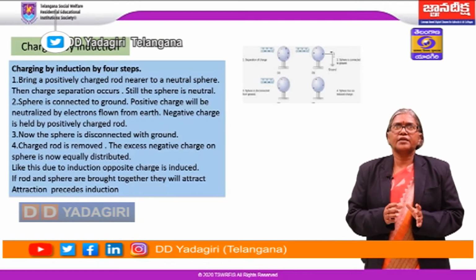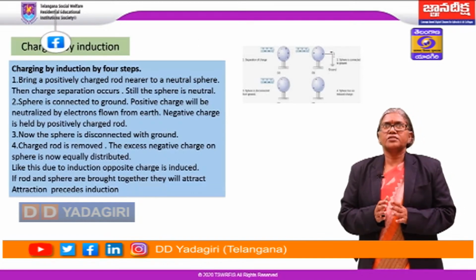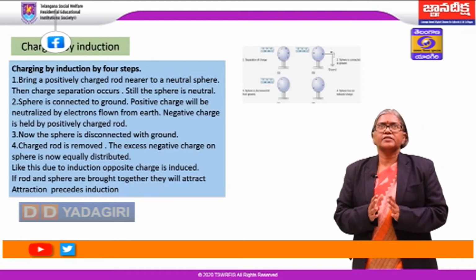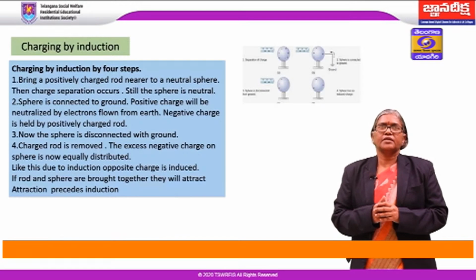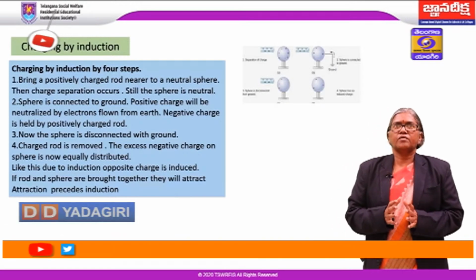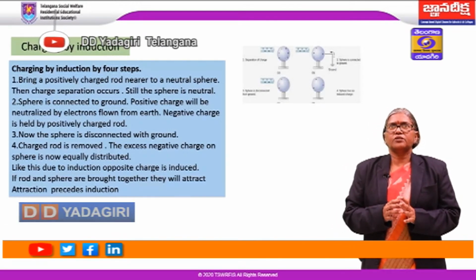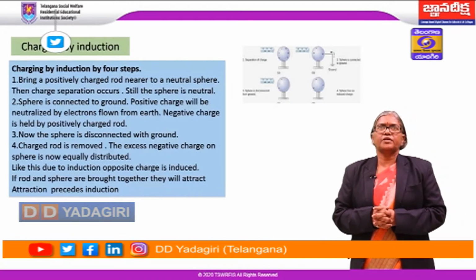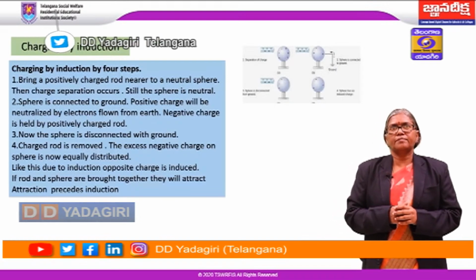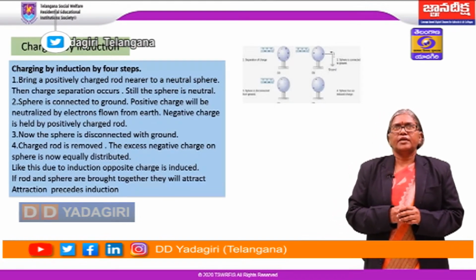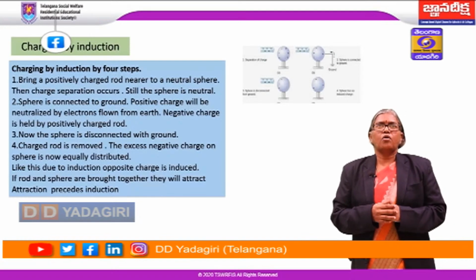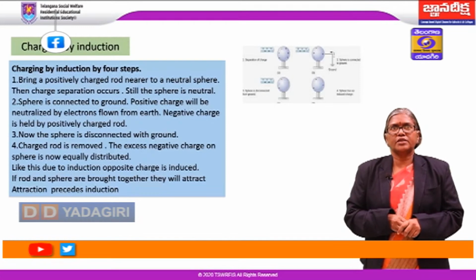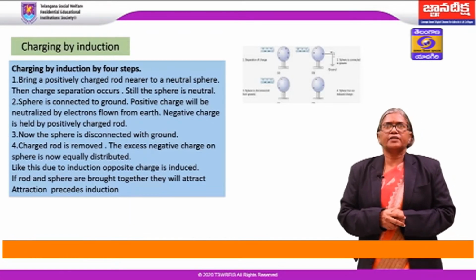Now the sphere is disconnected from the ground and the charged rod is removed. On the sphere, we can see an excess of negative charge is present. That is, it becomes a negatively charged body. This charge will now be equally distributed on the surface of the sphere because of repulsive forces between them. We observe here that in the charging by induction method, the object gets opposite charge, as the rod with positive charge induces negative charge on the sphere.